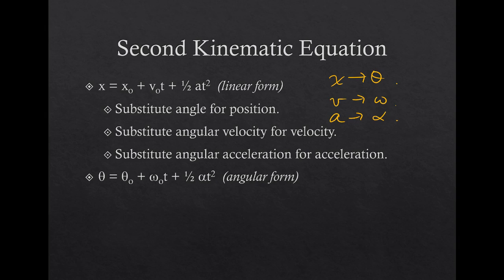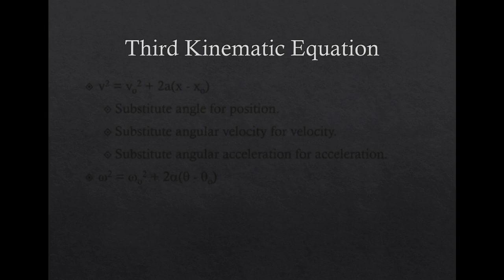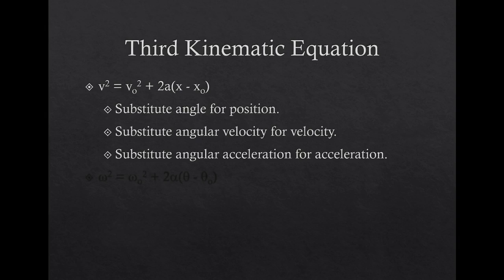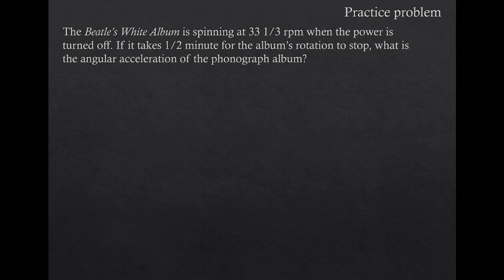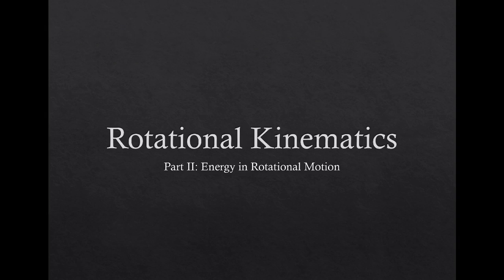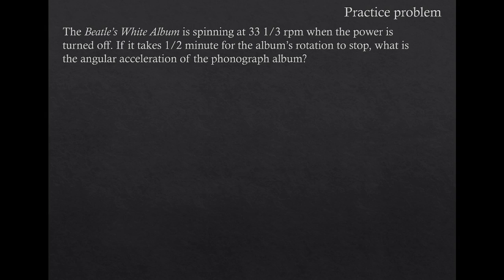Finally, we have the third kinematic equation. This is the forgotten equation. Okay? So v squared is equal to v initial squared plus 2a delta x. Put in the angular velocity and the angular acceleration, and you get omega squared is equal to omega initial squared plus 2 alpha delta theta. Okay, so let's do a quick example of this, and then we'll move on to energy.